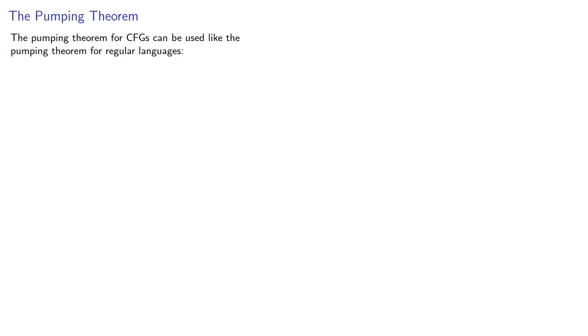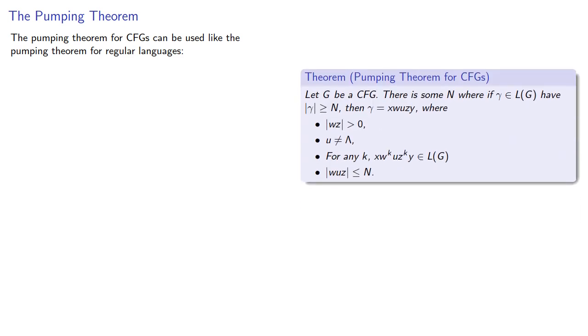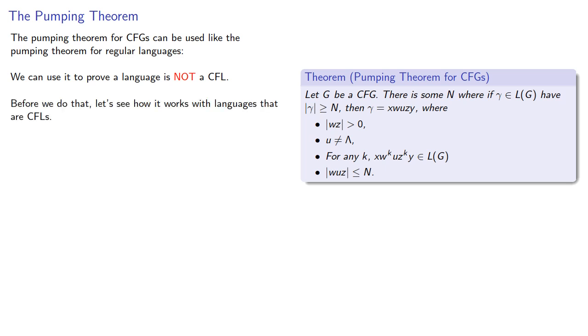The pumping theorem for context-free grammars can be used like the pumping theorem for regular languages. We can use it to prove a language is not a context-free language. Before we do that, let's see how it works with languages that are context-free.